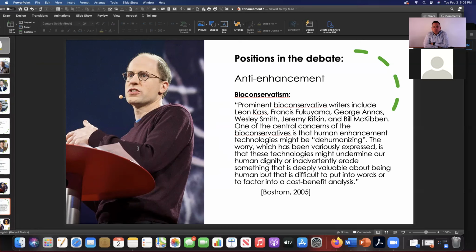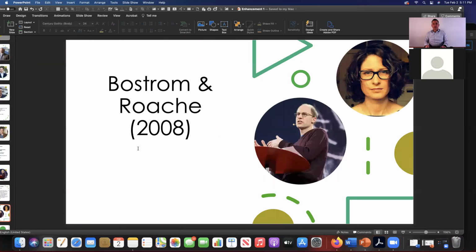One of the central concerns of the bioconservatives is that human enhancement technologies might be dehumanizing. The worry, which has been variously expressed, is that these technologies might undermine our human dignity or inadvertently erode something that is deeply valuable about being human, but is difficult to put into words or to factor into a cost-benefit analysis. Okay, so that gives you a sense of the bioconservative side.